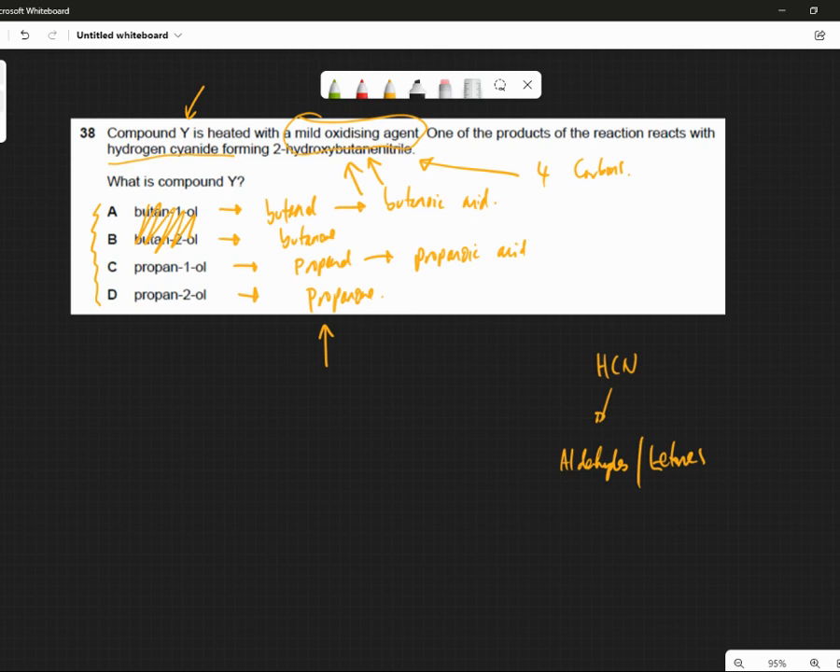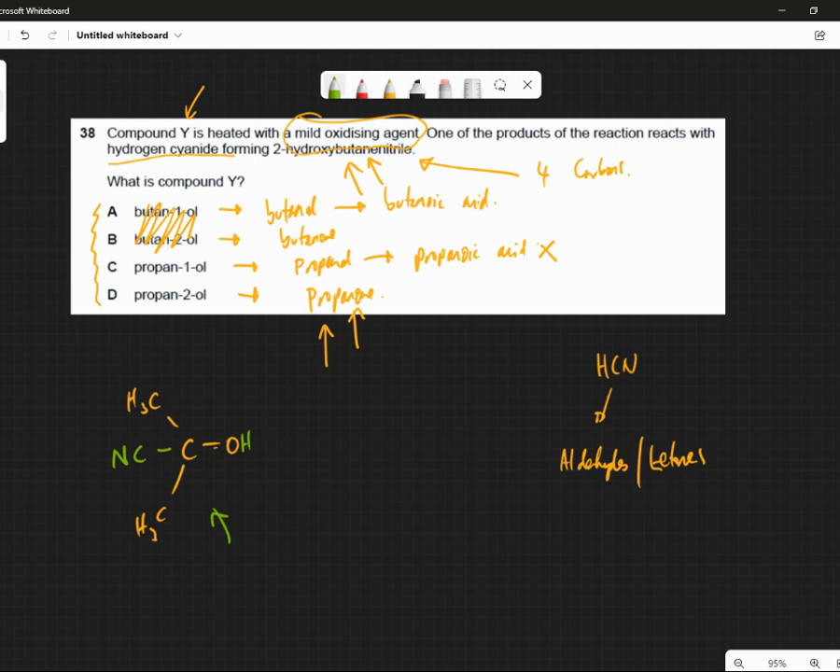Okay? So I'm going to guess, they're not going to use a primary alcohol because then you might not end up with a ketone. I'm going to say propan-2-ol. Propan-2-ol will give you this compound, which is propanone. And then let's add HCN to this. CN's going to go on there, and then the H is going to go on the other end. And what's this called?